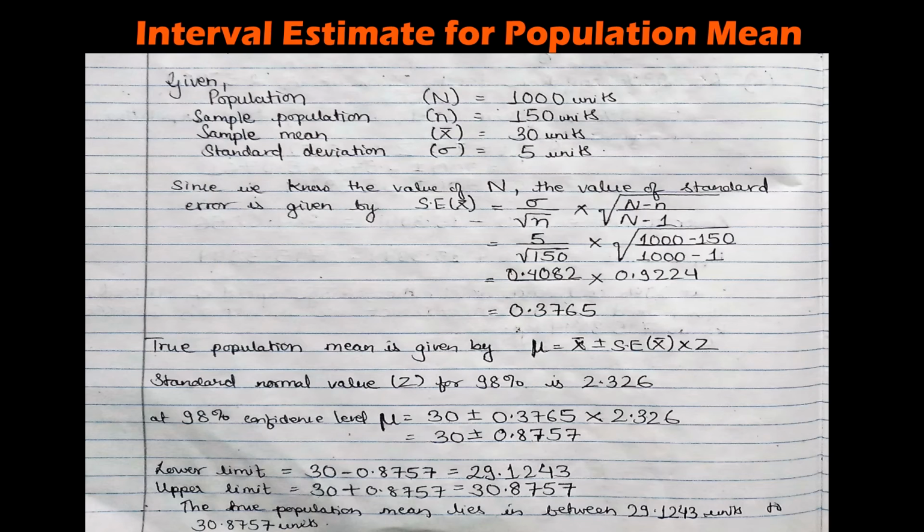We are given population N is equal to 1000 units. Sample size n is equal to 150 units. Sample mean x bar is equal to 30 units and standard deviation sigma is equal to 5 units. Since we know the value of N, the value of standard error is given by this formula.